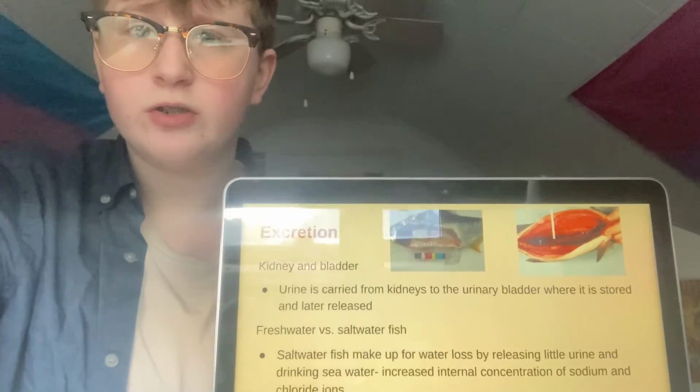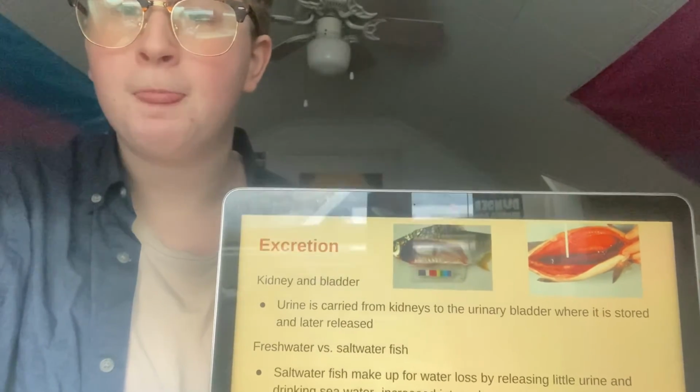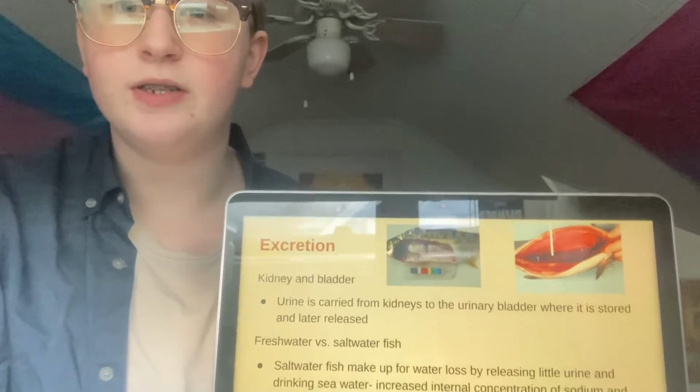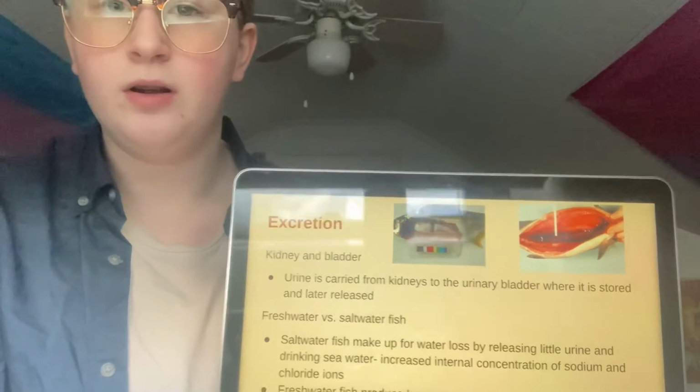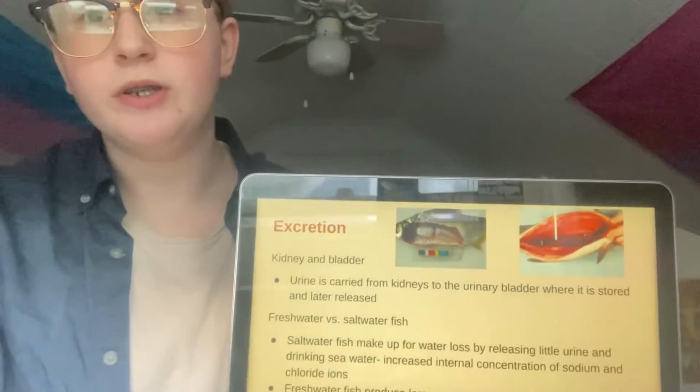Alright, next up we have excretion. We're going to start off with the kidney and bladder. Urine's going to be carried from the kidneys to the urinary bladder, where it's going to be stored for a later time to be released.